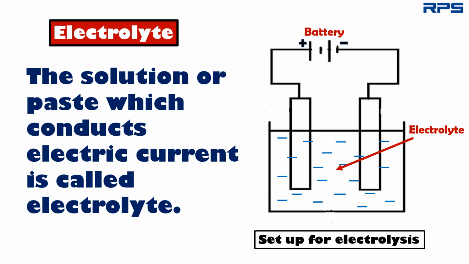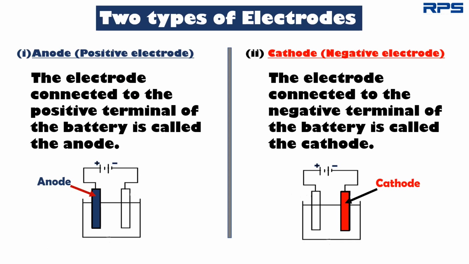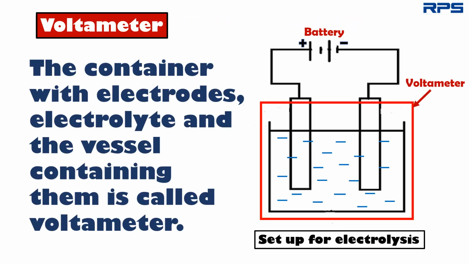The solution or paste which conducts electric current is called an electrolyte. The conductors dipped in electrolyte and connected to the two free ends of the circuit during electrolysis are called electrodes. Electrodes are of two types. The electrode connected to the positive terminal of the battery is called anode or positive electrode. The electrode connected to the negative terminal of the battery is called cathode or negative electrode. The container with electrodes, electrolyte, and the vessel containing them is called voltameter.